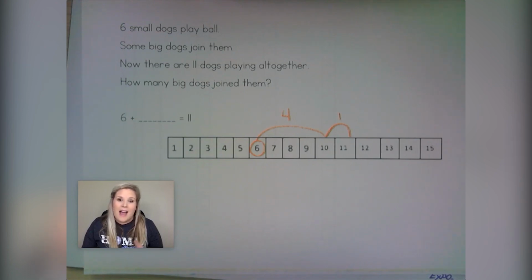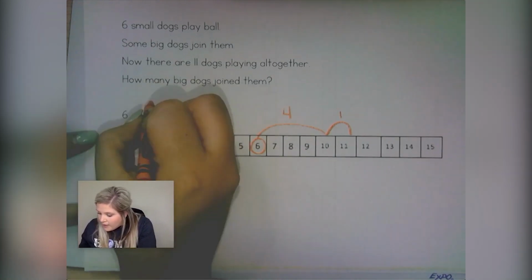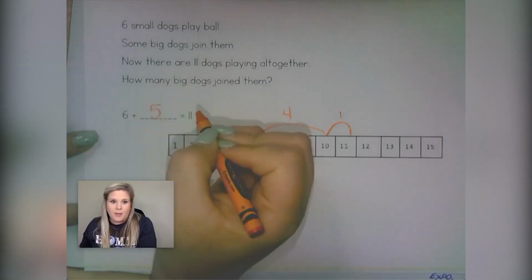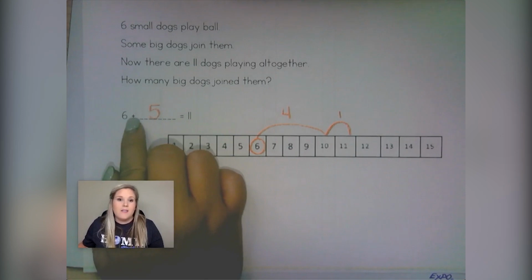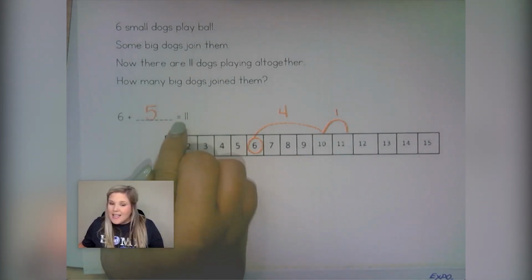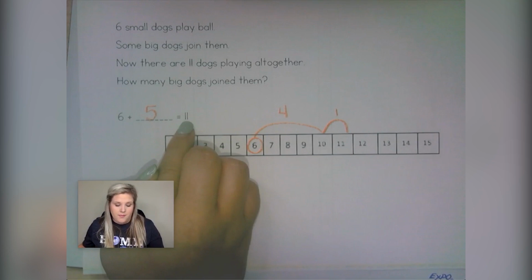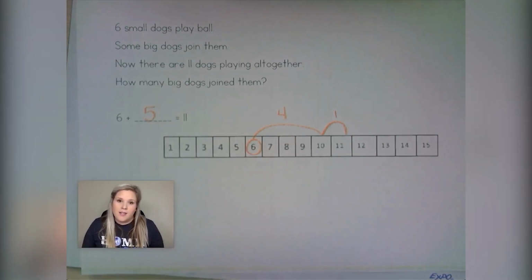Right, I need to add 4 plus 1. And what is 4 plus 1? 5. I'm going to go ahead and put 5 into our missing number spot to make our equation true. And now our equation states 6 plus 5 equals 11. So now we know that 5 big dogs joined the 6 small dogs, and then there were 11 dogs playing all together.